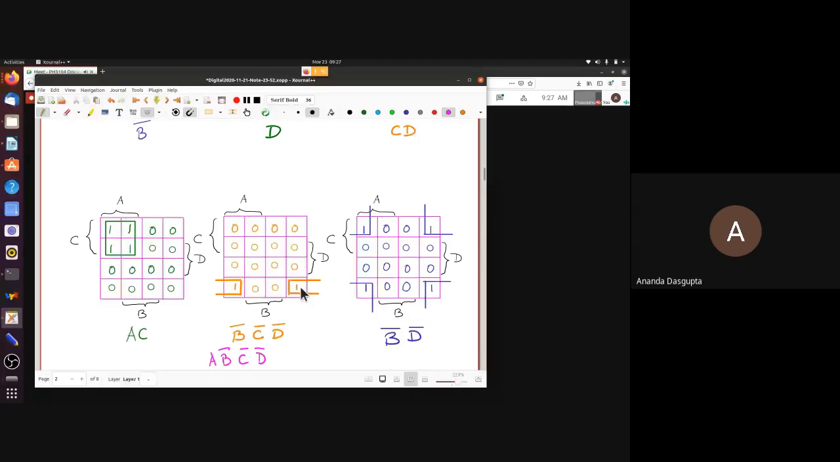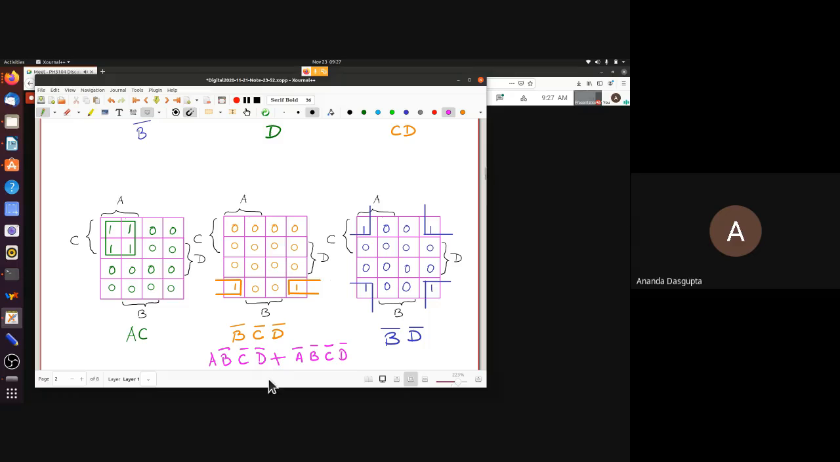What about this one? This is outside A, so A bar. Outside B, B bar. Outside C, C bar. Outside D, D bar. So what is this really? This function that you see here is high when either this is high or this is high. So when you take them together, you get this or this.